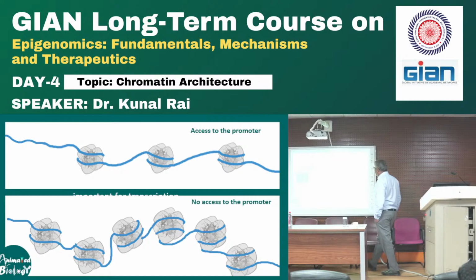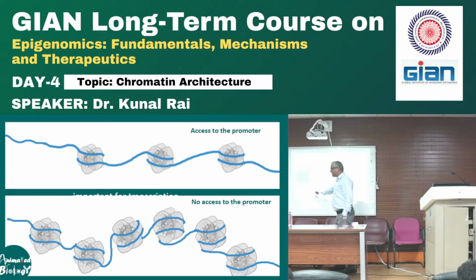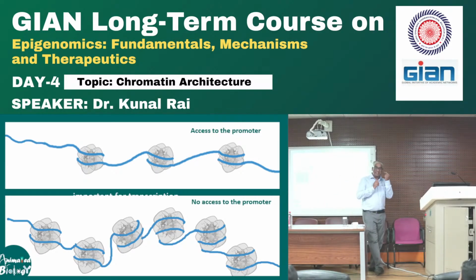All right, so the less accessible region will look like this, and more accessible region will look like this. So wherever this is, there will be no peak. There's an open chromatin, there'll be a peak. Open chromatin, peak, open chromatin, peak. Very simple, okay? This is a one-step process.